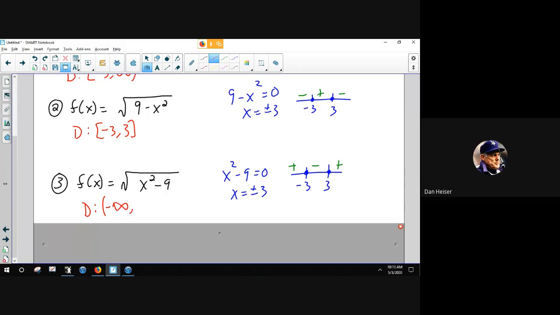Negative infinity all the way up to negative 3. Now there's a gap. Positive 3 all the way up to infinity. So in number 2, our domain was just this little gap of numbers here. Just this little space of numbers. In number 3, our domain is all of this and all of this. It's everything except the stuff in between.